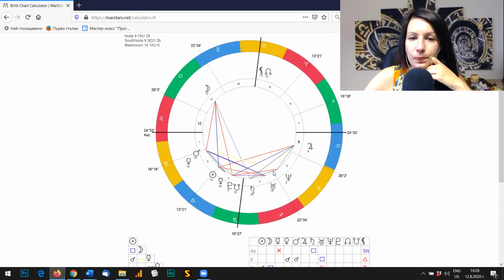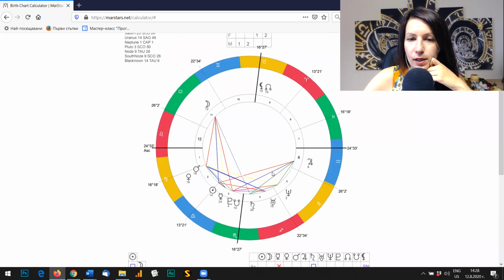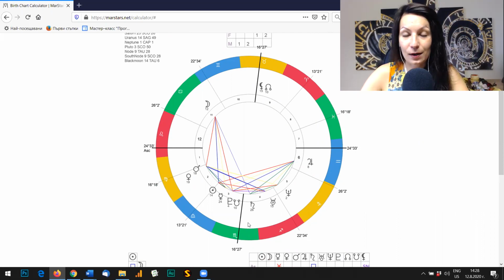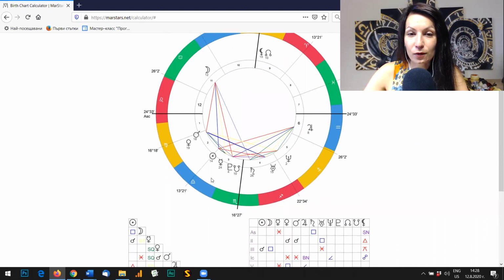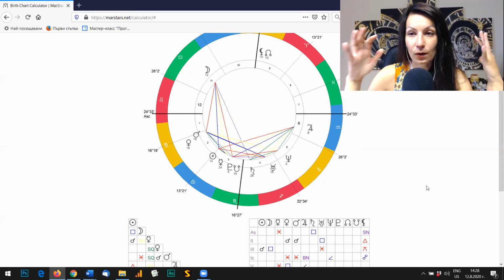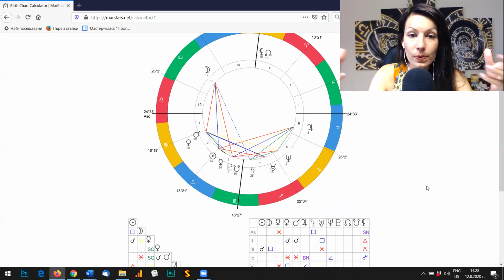And first of all, what we need to start with is to check which is the sign on the cusp of the house. So let's pick the fourth house in this chart, and I will show you how we do that. We are going to analyze the fourth house in this horoscope. The fourth house is related to the family environment. It's about the atmosphere at home.